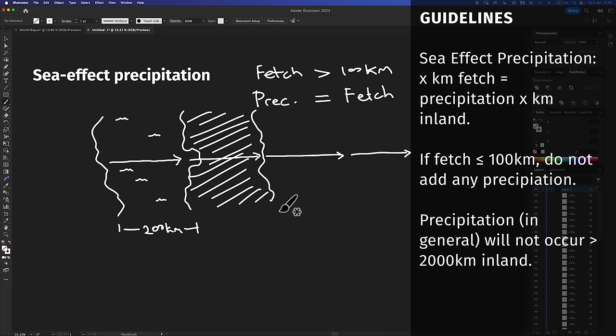But don't exceed the 2,000 kilometers inland that Worldbuilding Pasta advocates for, because the air won't be able to transport precipitation just infinitely far inland. Okay, so that's the first effect, and we can see that in play in Ross's maps.